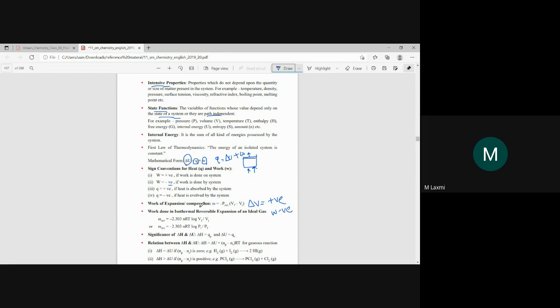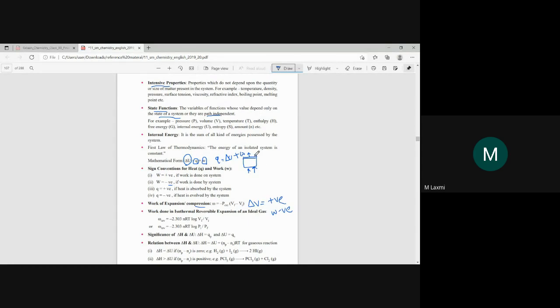Now, in terms of compression, what happens? During compression, you are compressing the piston. So the initial volume will be more than the final volume. So in case of compression, my delta V will be negative. Work is done on the system, so W is positive. I'm repeating, during expansion the piston has moved up from the initial volume to the final volume. So the final volume is more than the initial volume. That's the reason why delta V is positive and work done is negative.